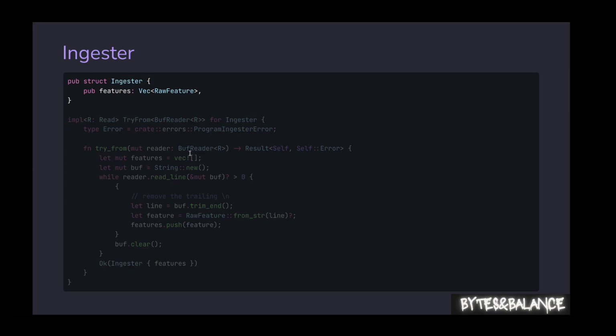Ingester implements the TryFrom trait, which allows converting an instance of BufReader, where R implements the Read trait, into an instance of Ingester. So this is the implementation. We go from BufReader, as I said, to an Ingester.